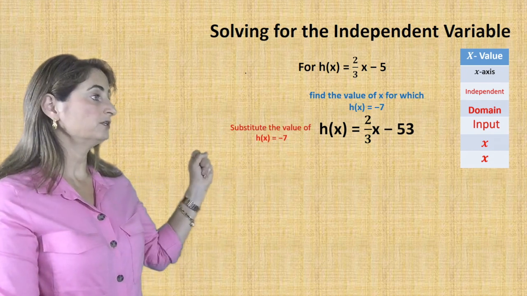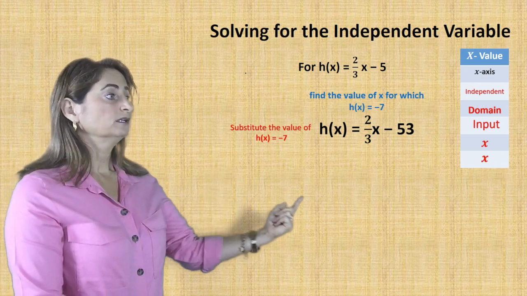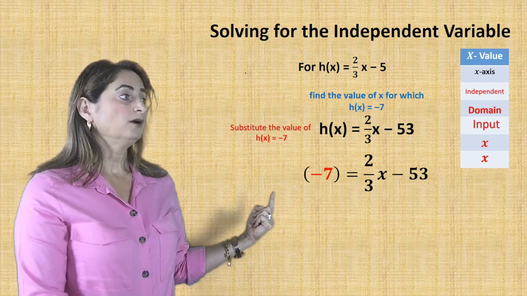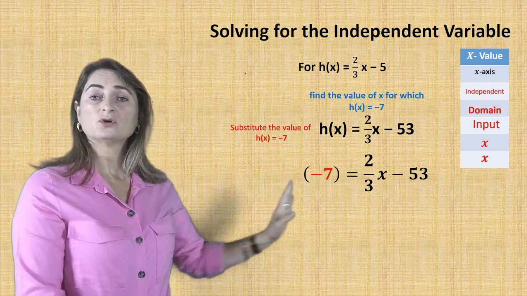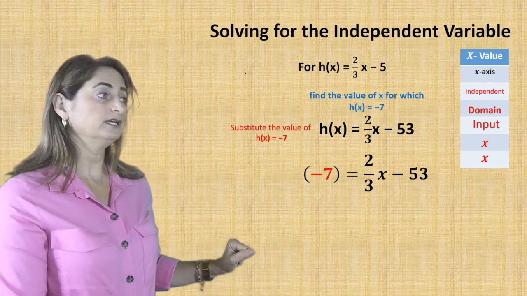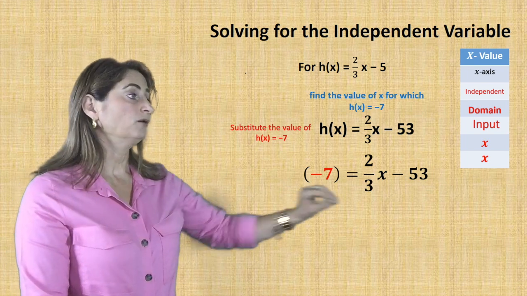So write the equation. Substitute the value of h of x with -7. Rewrite the equation and substitute it with -7. And now we need to isolate x. So I need to get rid of everything on the same side as the x, which is the 53 and the 2/3. Since 53 is free, I will get rid of it first.